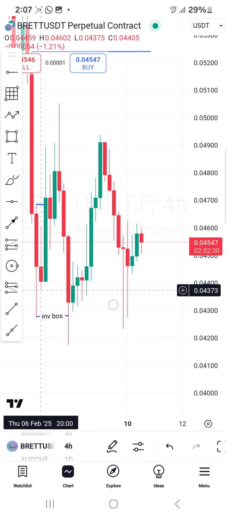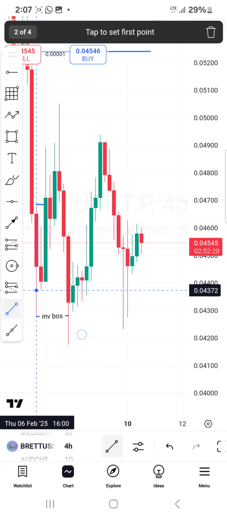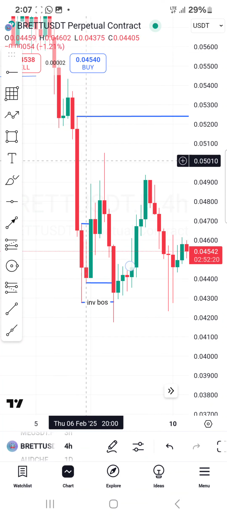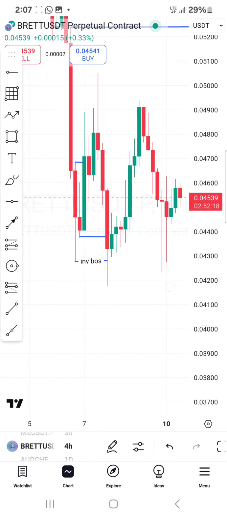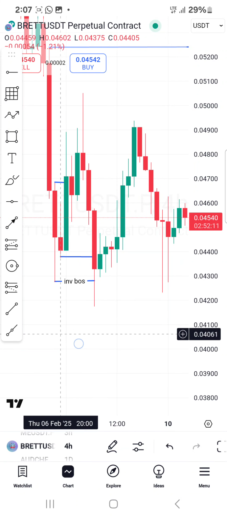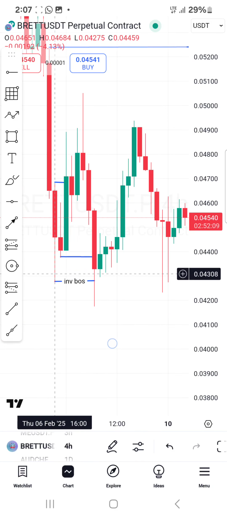So here we have the change of character. This is the same system I'm using here to know that the change of character is here. How? It has to break 2 or more candlesticks where you have a complete break of structure.